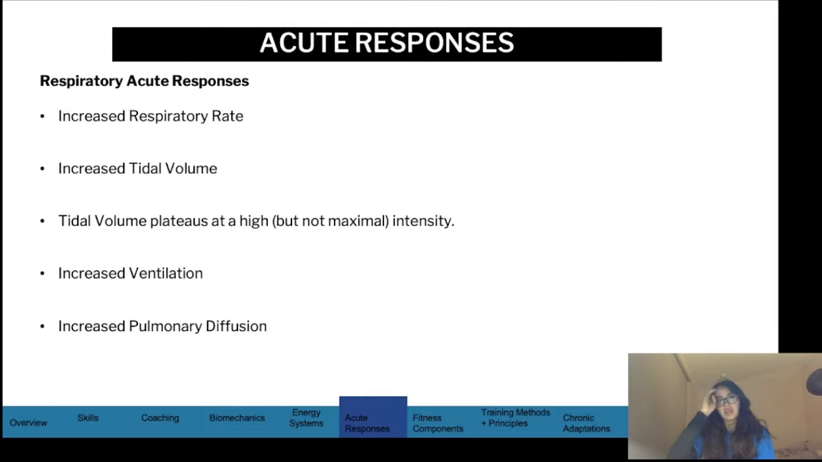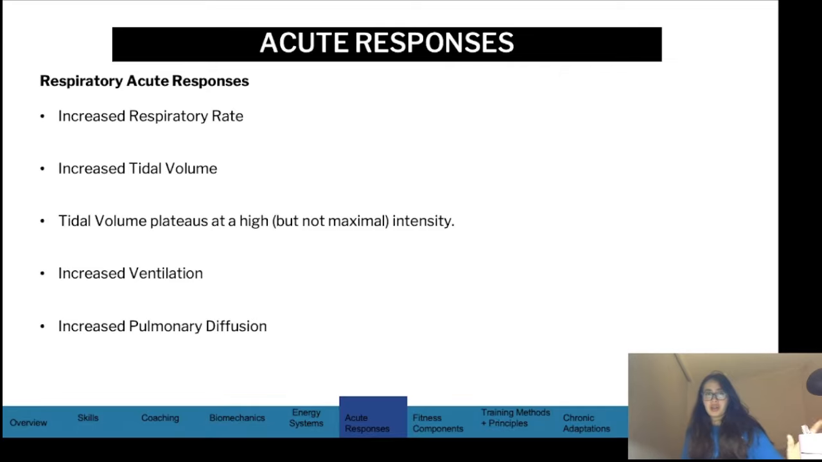So I think I've really just outlined a few of them here. I haven't really given much explanation. My advice is to know three of these things and pick the easiest ones, because you don't get extra points for picking tidal volume plateaus that are high but not maximal intensity, as opposed to something you actually understand, like increased respiratory rate.